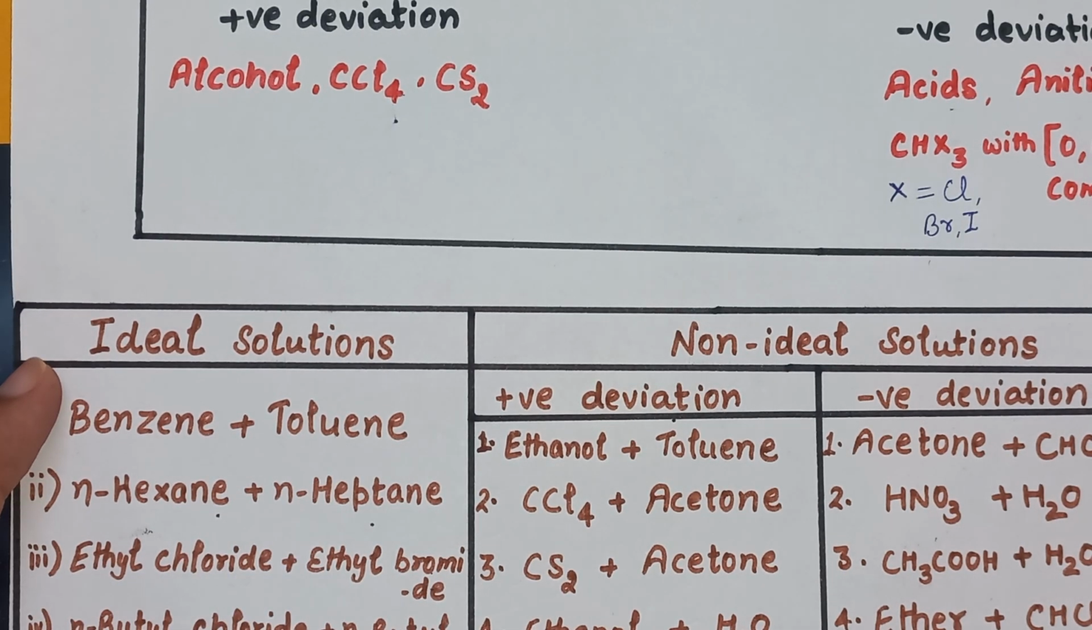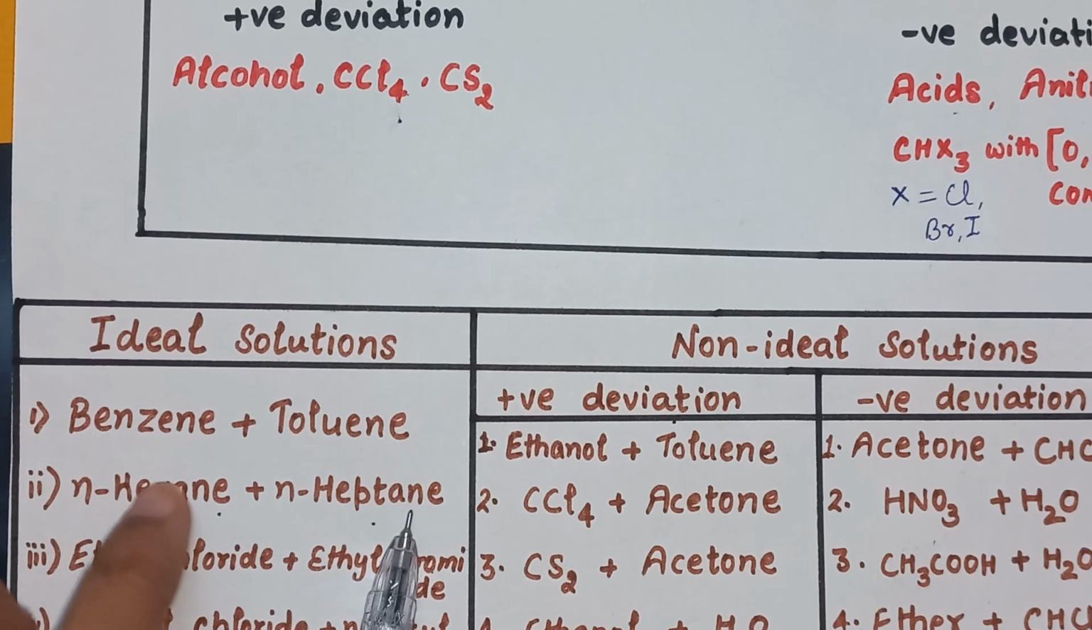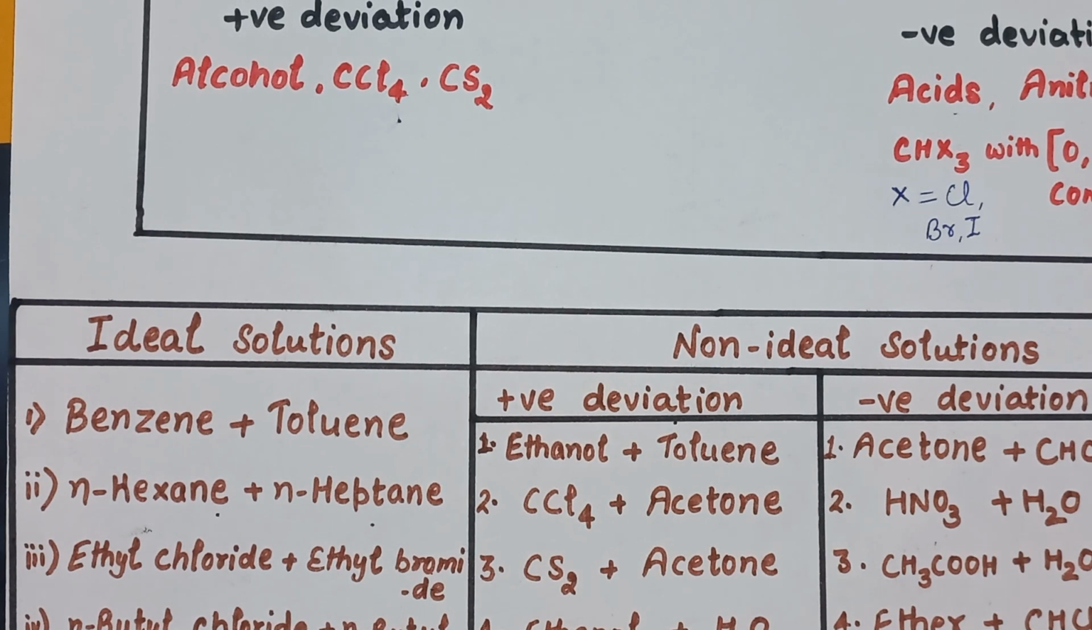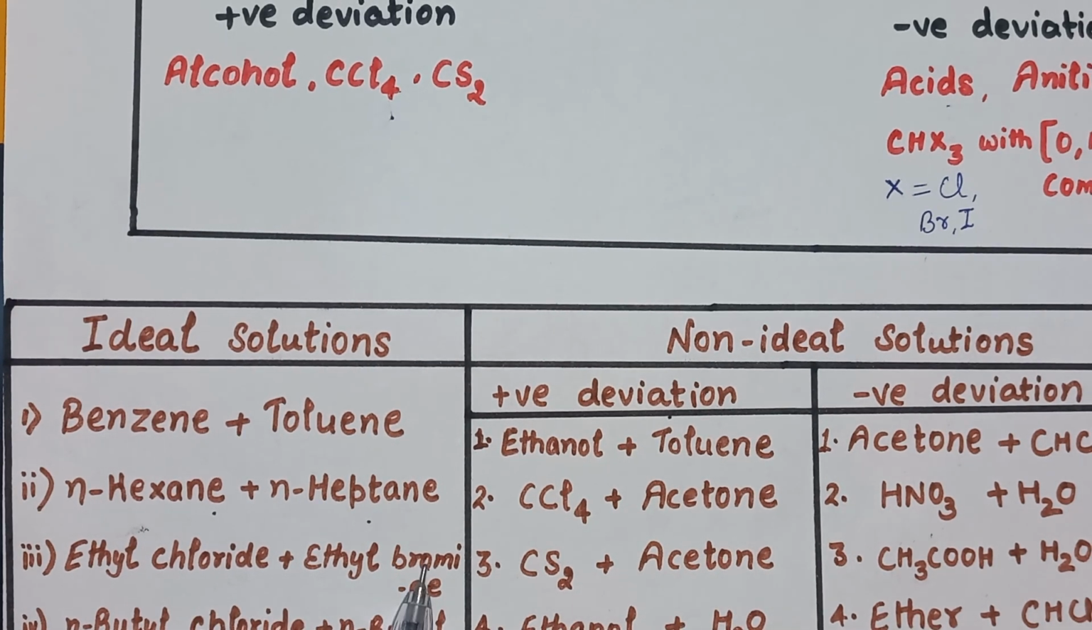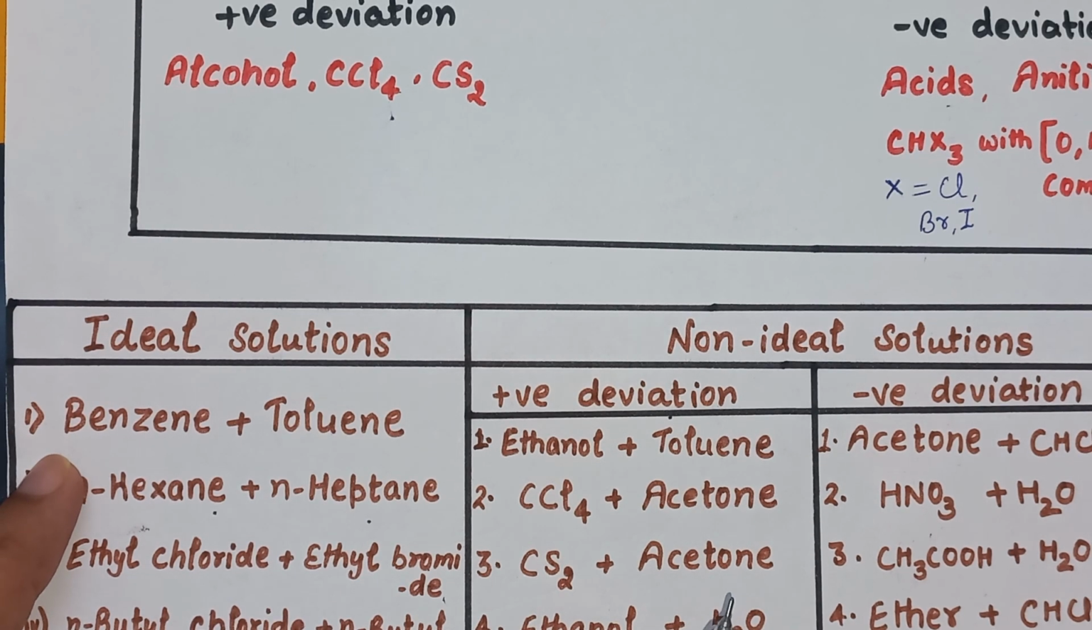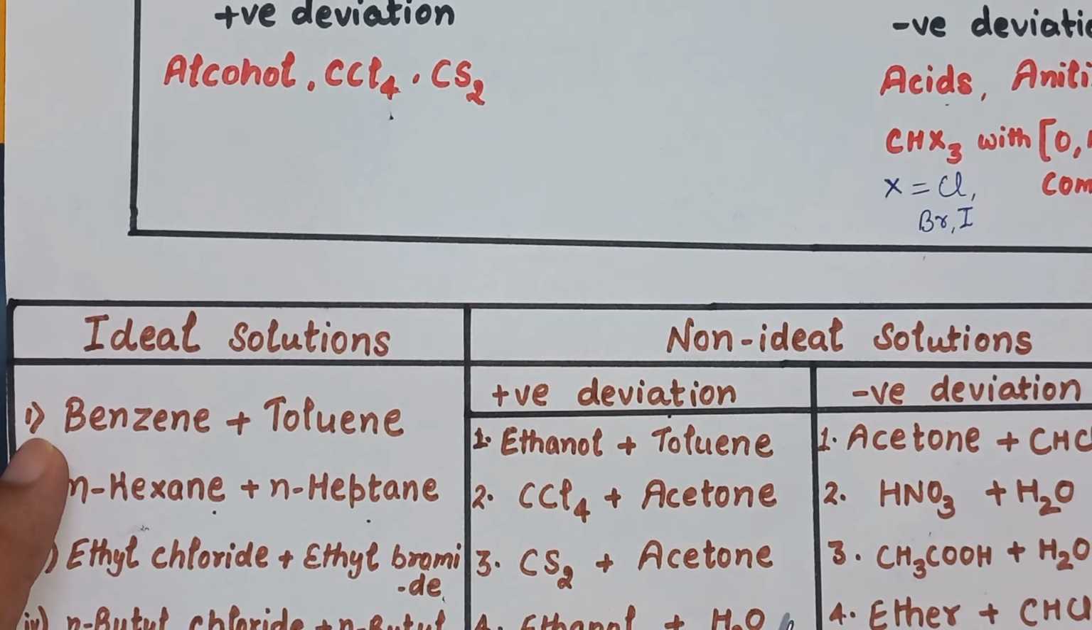The next example we have is the combination of hexane and heptane. Hexane and heptane differ from one another only by a CH2 unit, so they are also an example of an ideal solution. The next one we have is ethyl chloride plus ethyl bromide. They also differ by the halogen. In one component the halogen is chlorine, and in the other component it is bromine. So there are little differences in their mass and size, and they are an example of an ideal solution.